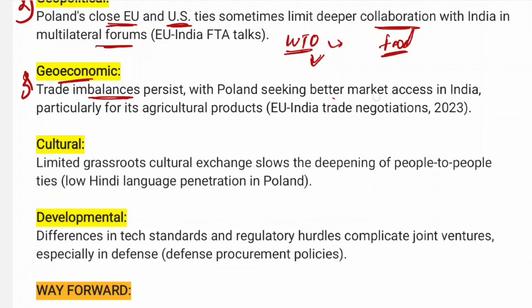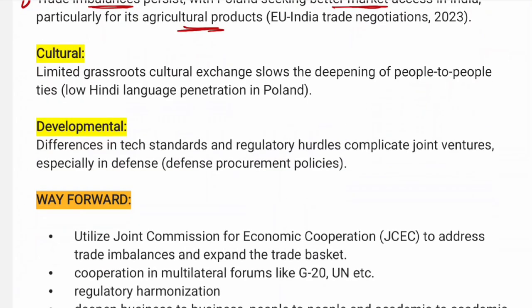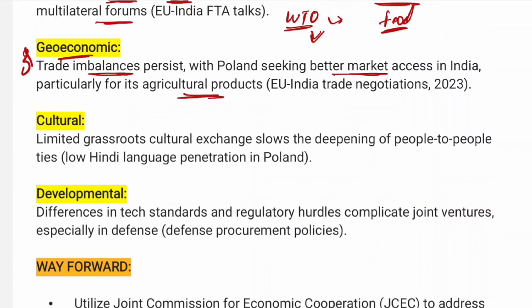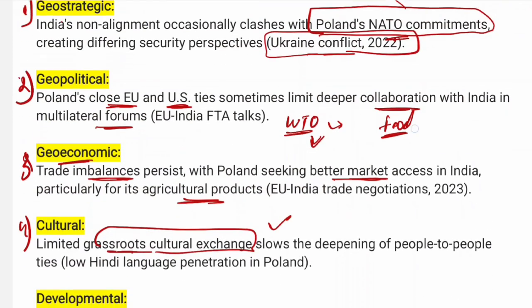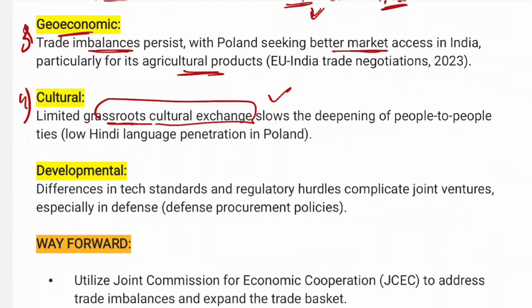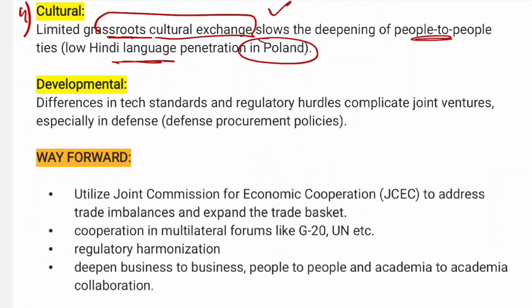Poland is seeking better market access in India, particularly in agricultural products like dairy products. Point number 4, that is the cultural dimension. There is limited grassroots level cultural exchange. Yes, at the upper level there is, but at the grassroots level it is limited. That can hinder people-to-people ties. For example, low Hindi language penetration in Poland is just one dimension of the issue.